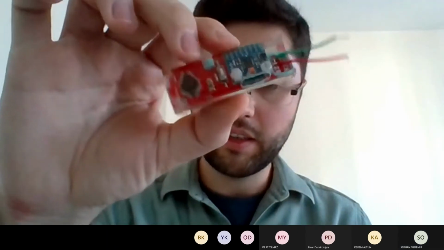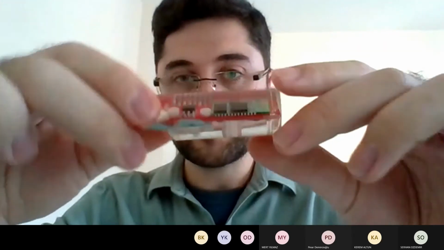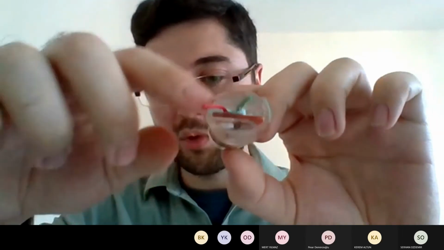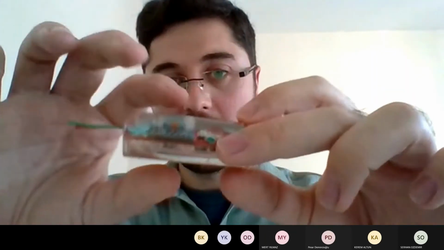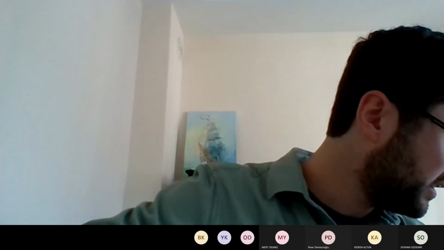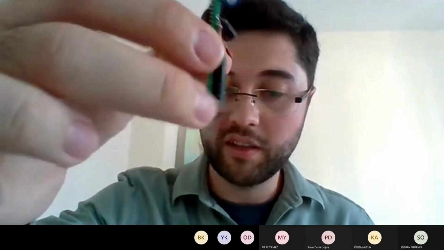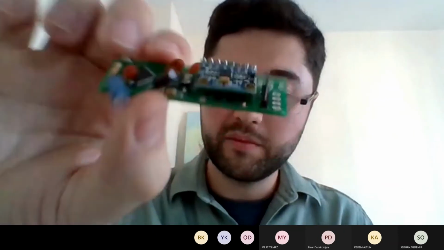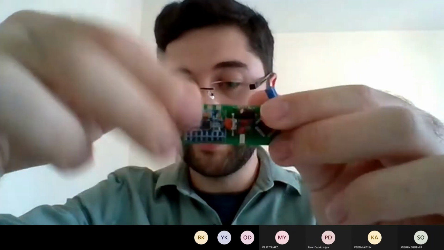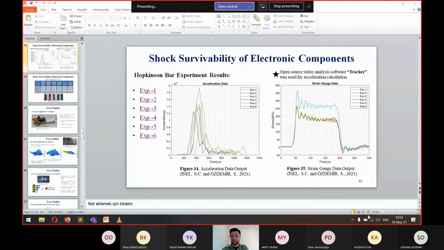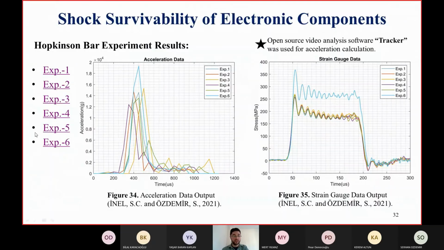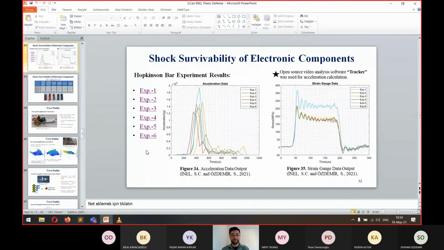These are the specimens that I prepared. After impact, I removed some of the epoxy to check the features of these microcontrollers. And these are the real affected components. It is very hard to bend this MPU 6050 by hand. In the video, you observe this motion, but as I told you, it is very hard to bend.